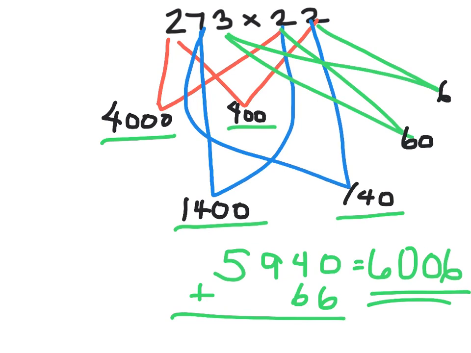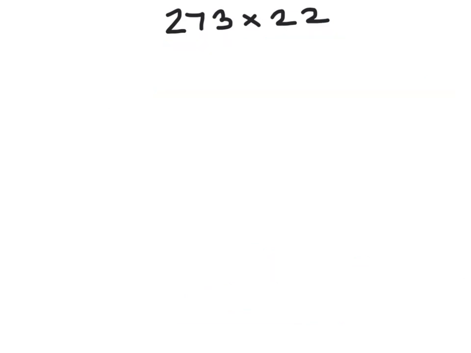All right, the last thing that we're going to do today is look at the traditional algorithm. And in order to answer 273 multiplied by 22 using the traditional algorithm, I need to rewrite it. I need to stack one number on top of the other. When you're following the traditional algorithm, what you need to do is always work from the right-hand side and move to the left.